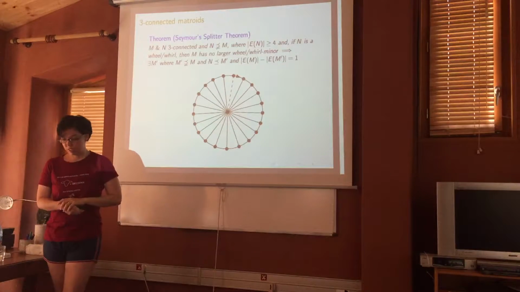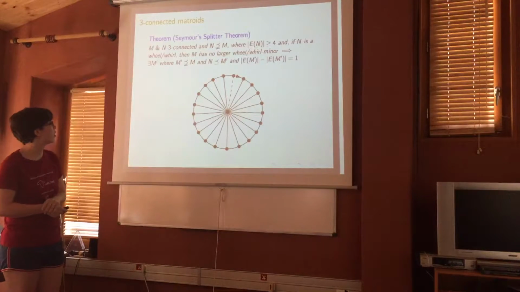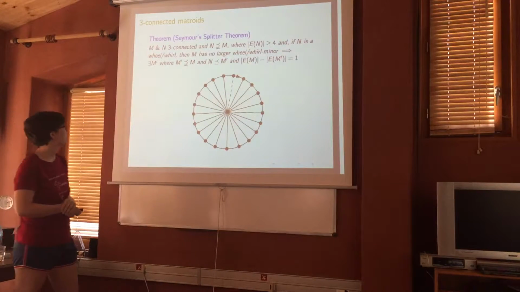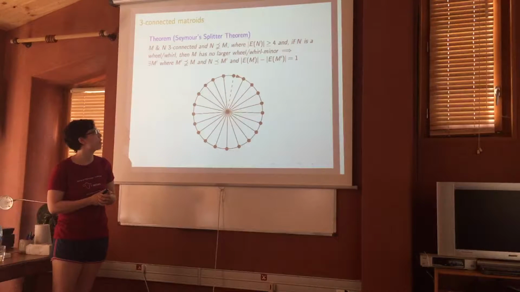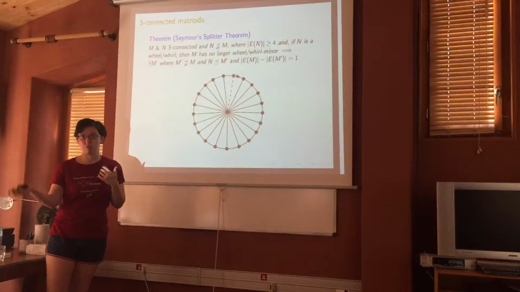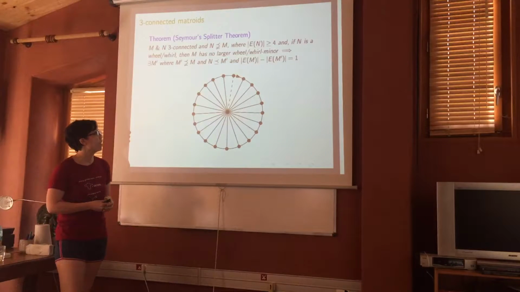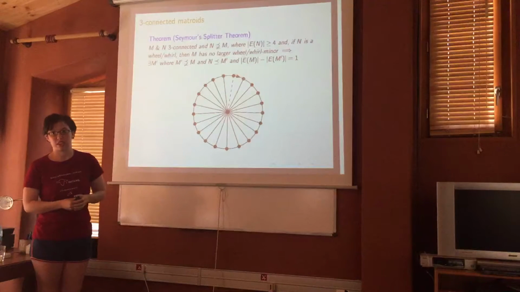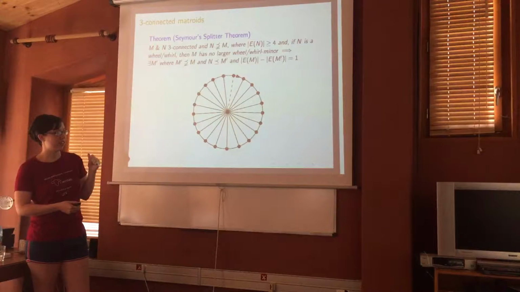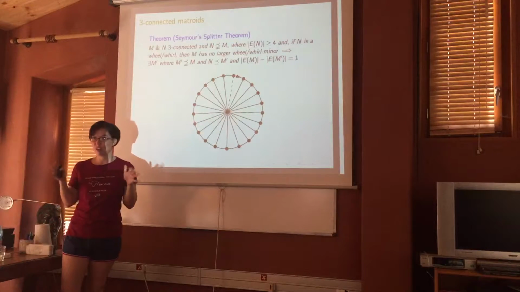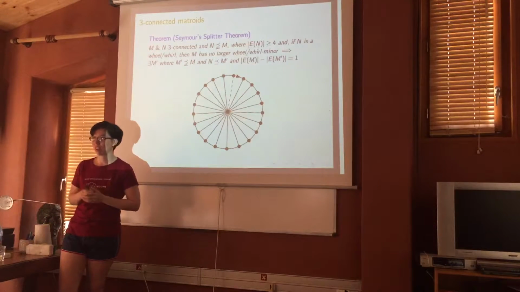For three connectivity, Seymour has his splitter theorem, which says that if you have two three-connected matroids, M and N, where N is a proper minor of M, and you have a bound on the size, N has to have at least 4 elements. And if N is a wheel or whirl, then M has no larger wheel or whirl minor.